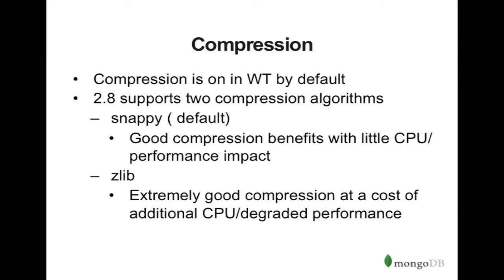The other option is zlib. Zlib gives extremely good compression ratios. However, because the compression algorithm is somewhat more complex, it's going to cost you additional CPU cycles to compress and decompress data. As I mentioned earlier, because of the document level locking model, CPU cycles now essentially directly correlate with performance. So with zlib, if you're using additional CPU to compress and decompress the data, then your overall available CPU for throughput goes down. So it's a bit of a trade-off in that use case.